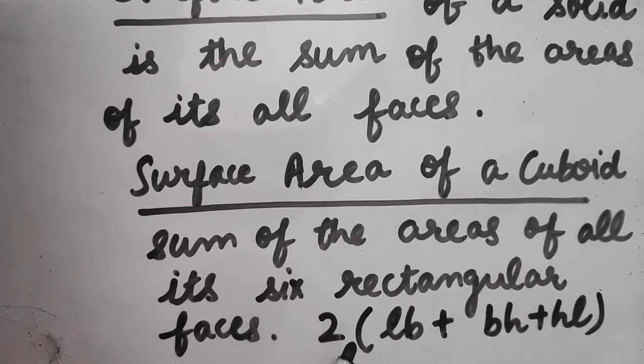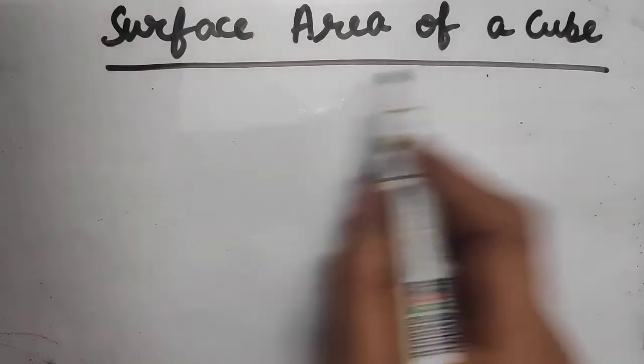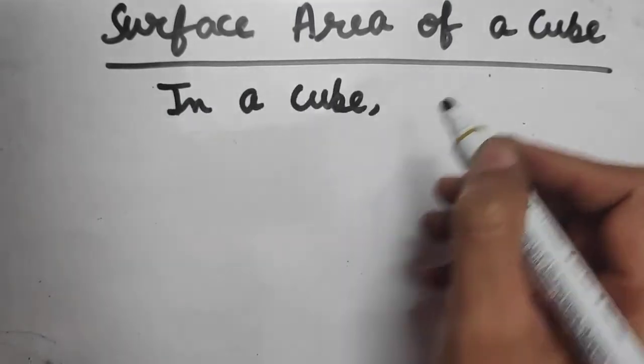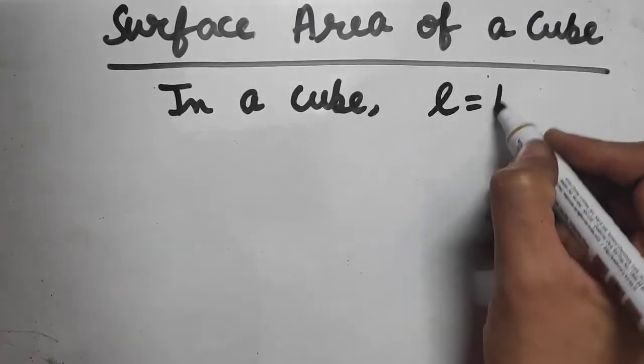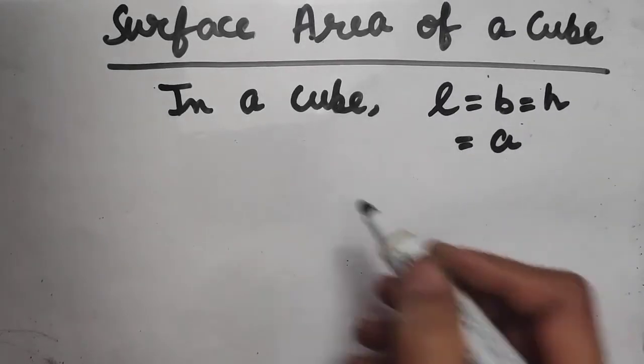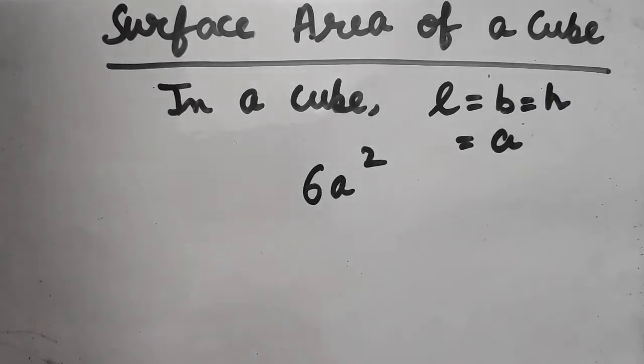Let us talk about now surface area of a cube. In a cube, length is equal to breadth is equal to height is equal to A units, say we have taken. So surface area of a cube will be given by 6A square.